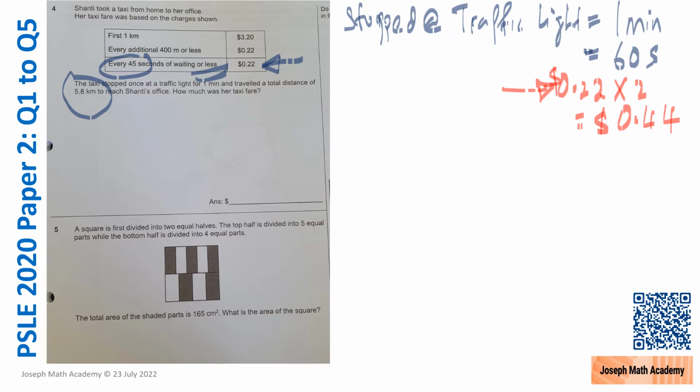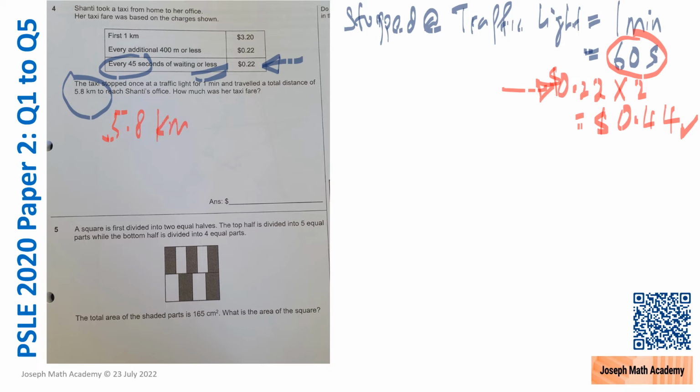45 seconds. All right, because this is already more than 45 seconds, she has to pay the second 22 cents. So this one must be considered. I'm going to put a tick here to be considered. All right, now next, her taxi traveled for 5.8 km.